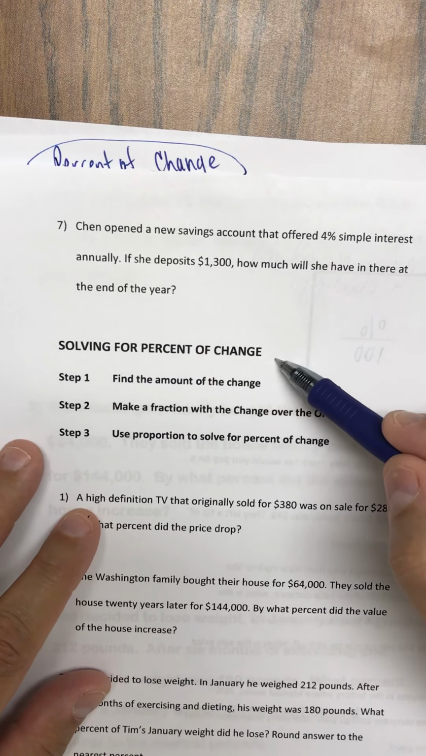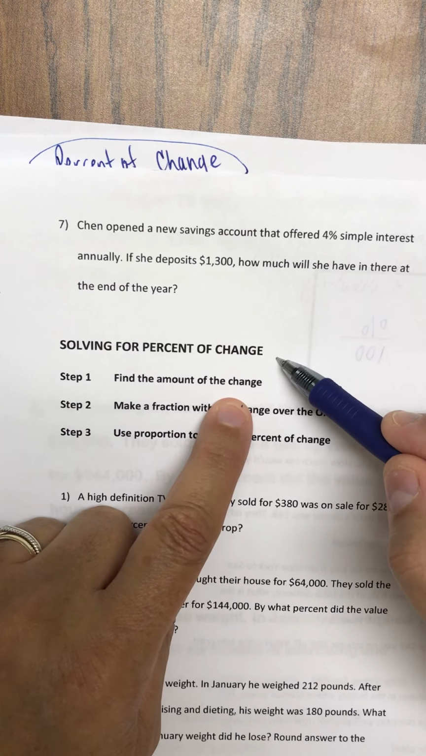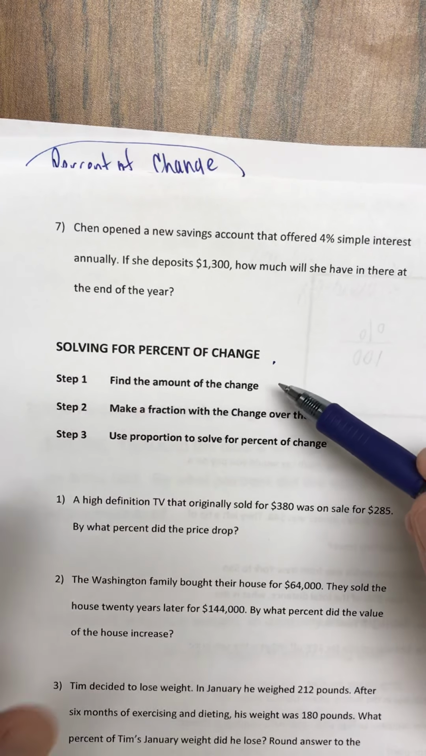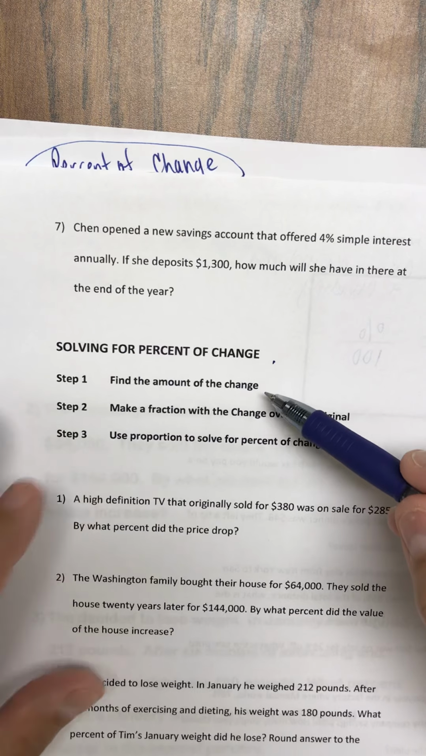So for solving percent of change problems, step 1 is we have to find the amount of change. So our problems are going to have an original amount, and then there's going to be an increase or a decrease, and we're going to have a new amount. So when we have that, step 1 is to find out what is the difference, how much did it change.